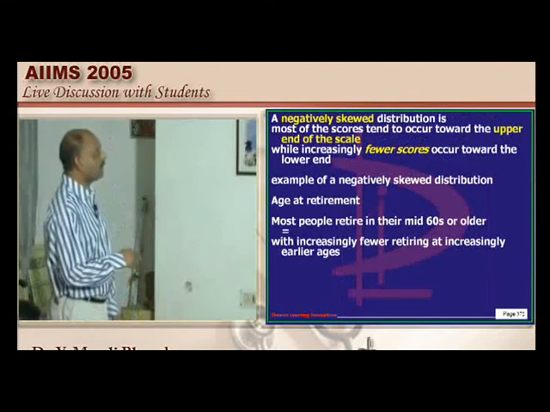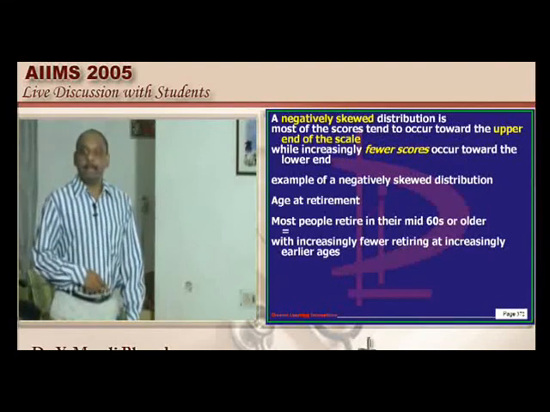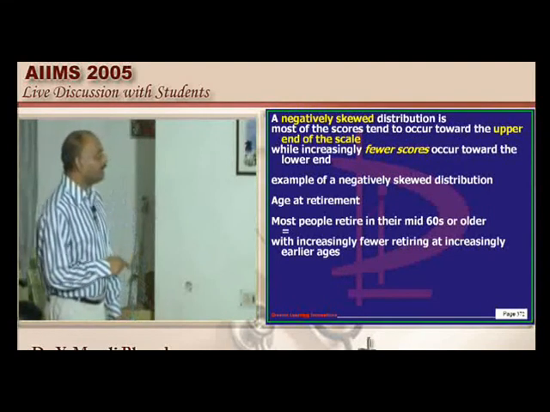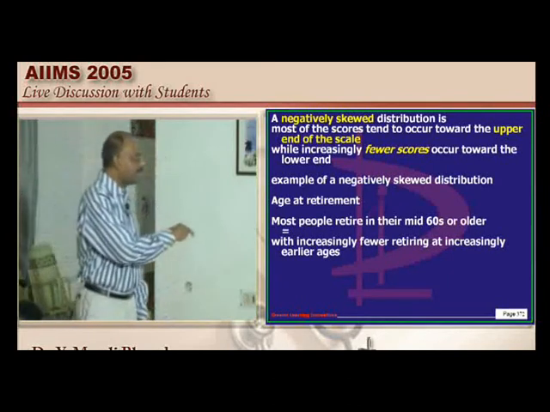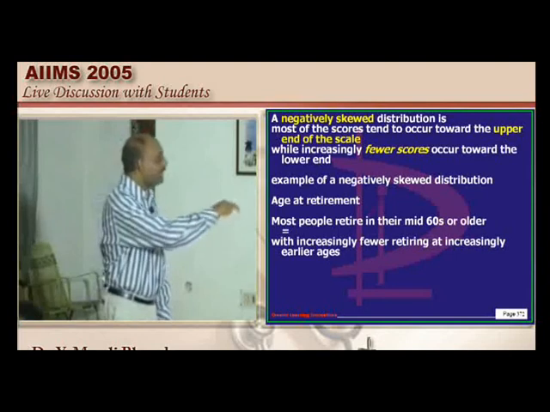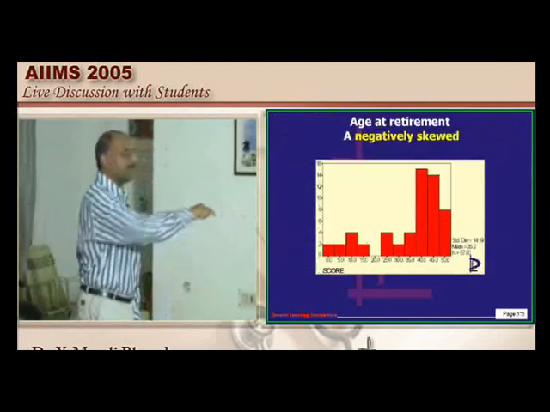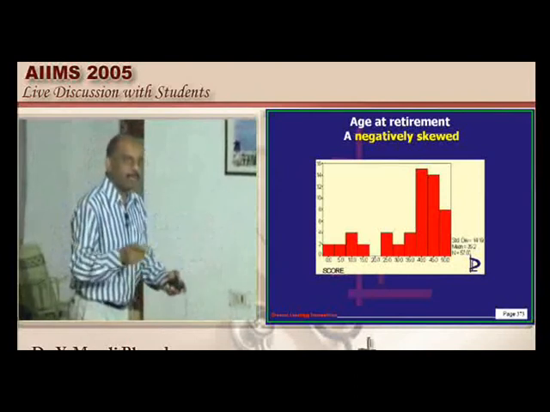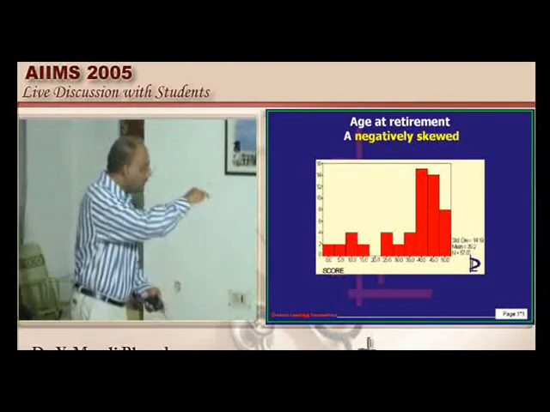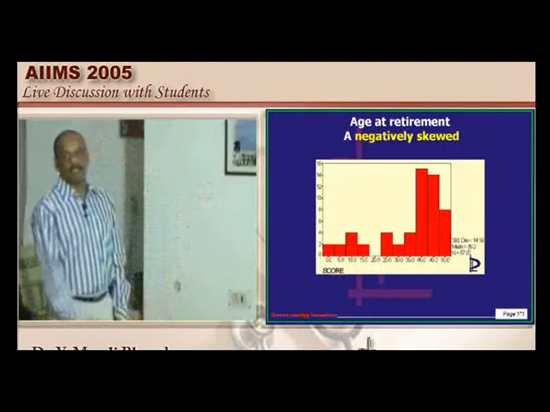Whereas a negatively skewed distribution is, if you take the people who are retired after the age of 65, obviously the number of people who are retired at a higher age will be more, no? So that is the reason it is negatively skewed, is what needs to be finally remembered.